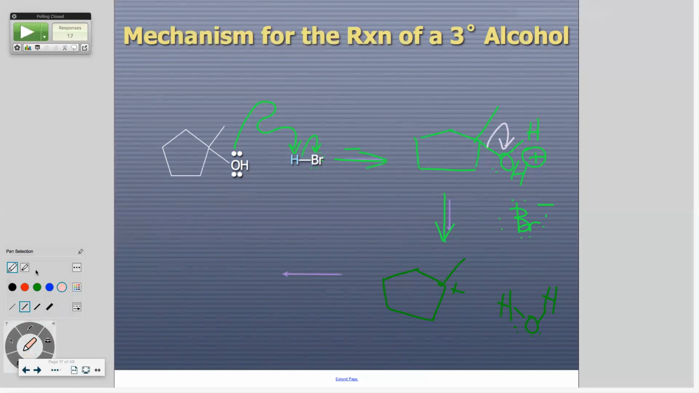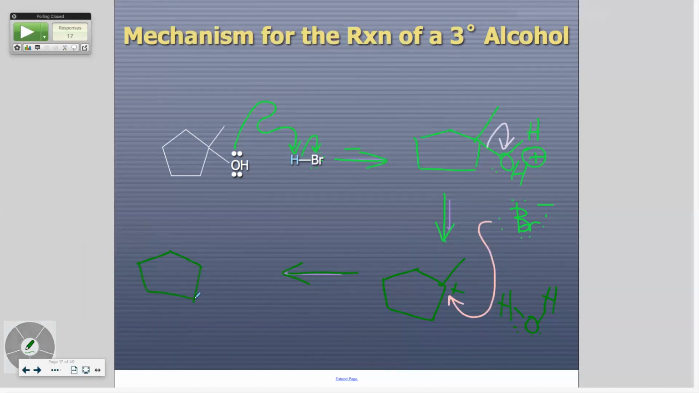Okay, so this goes there. Negative to positive. So now what do we make? In 3 easy steps. And we have H2O. I'll just put it down there. Okay, how many steps was there?